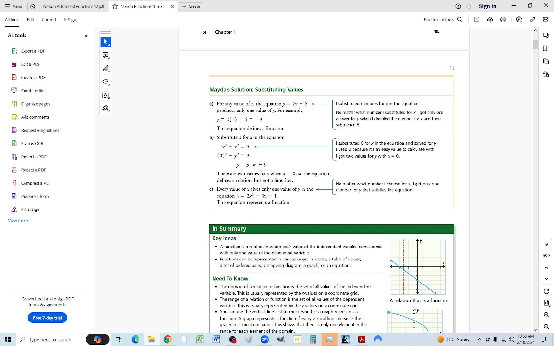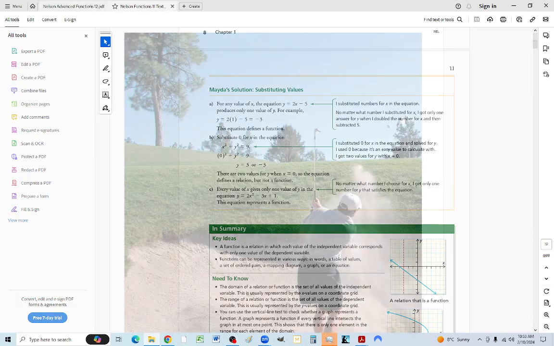Someone is texting me. I don't know why. Okay, so I'm just going to pull up my own math 11 and see if it's this one.